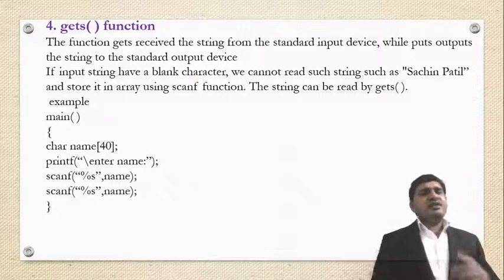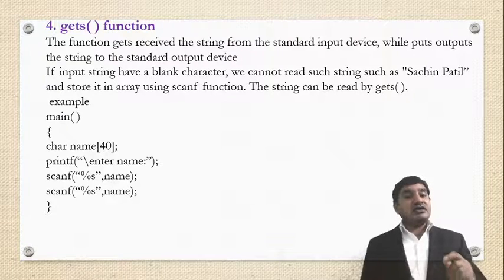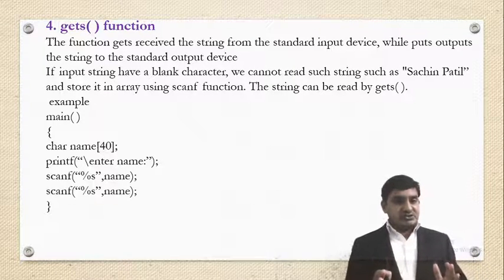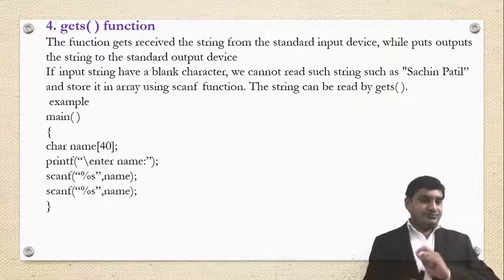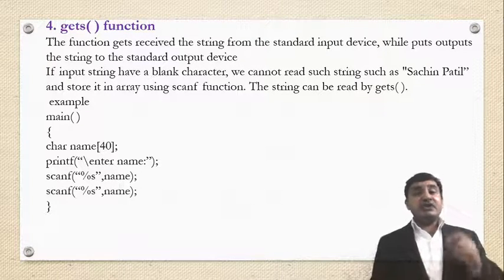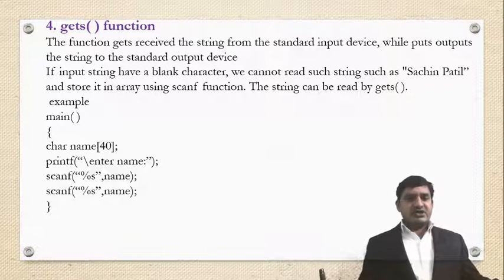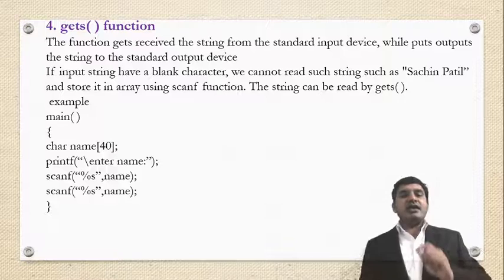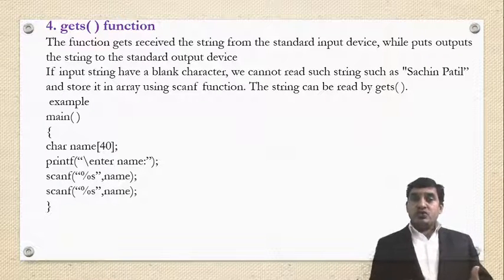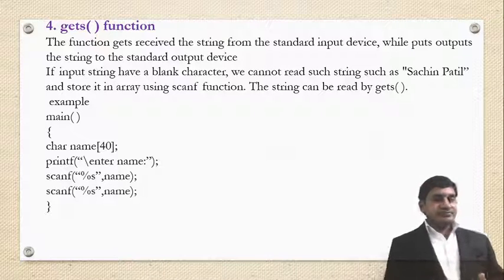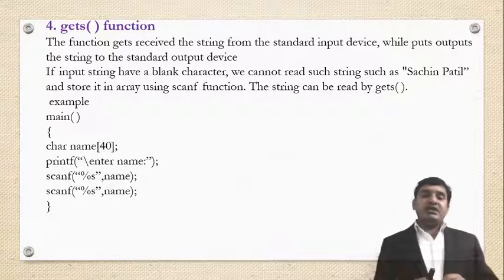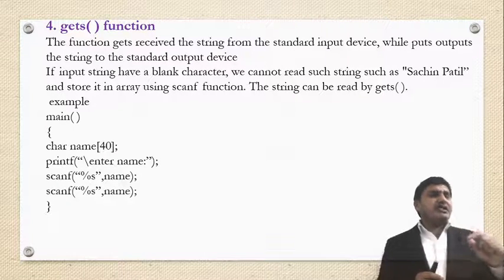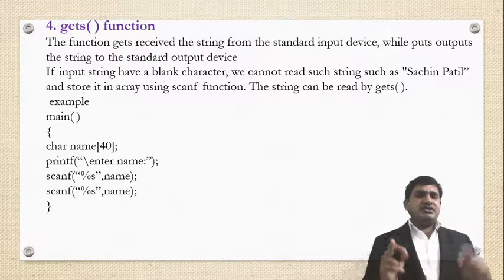Here we use the main function, then an opening curly bracket, and char name[40]. This is the initialization of a variable. We use an array because we have to enter a string which consists of a number of characters. Generally, here we consider 40 characters. Then printf, which is used to display the result on a screen, "Enter name" in double inverted commas. This indicates that "Enter name" is a message displayed on the screen.